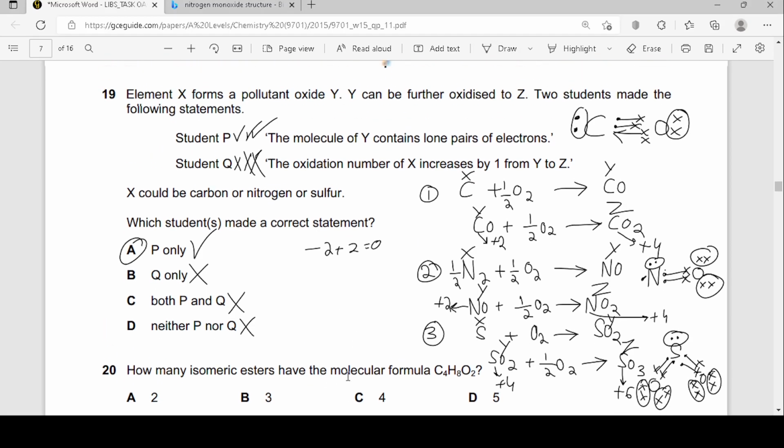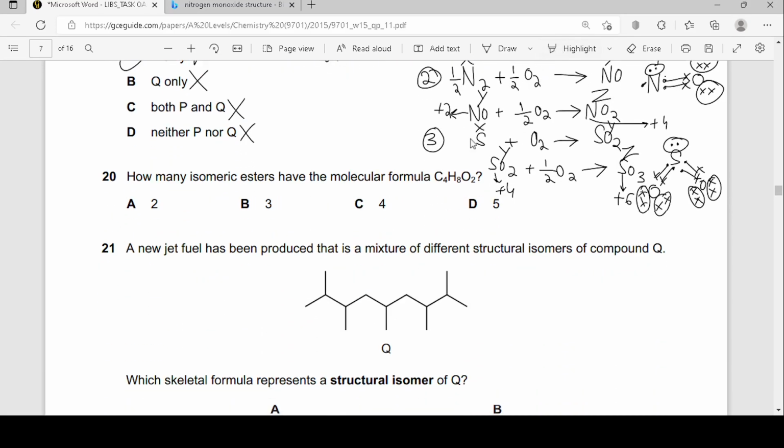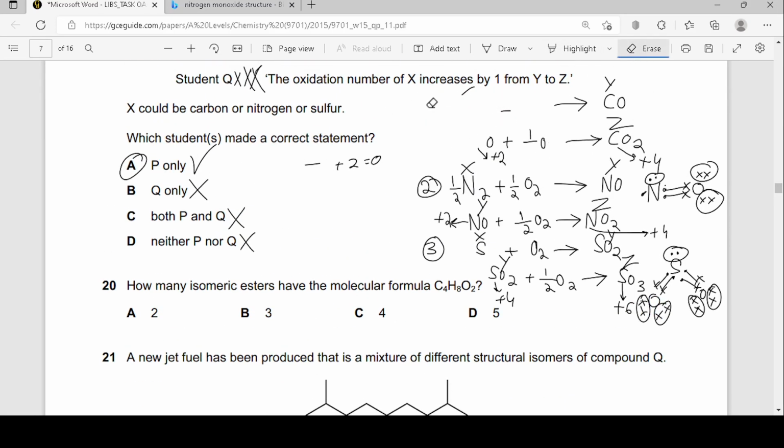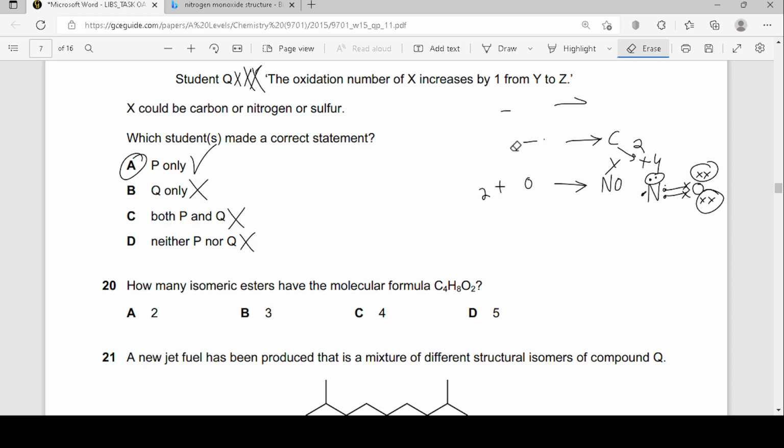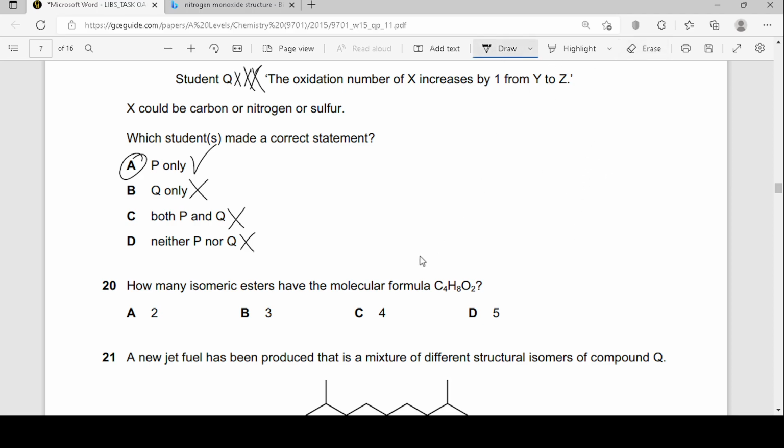Alright, next question. Let me erase this so I have more space for the other question. Now we're at the organic chemistry portion, which is amazing. I love organic. I love inorganic and organic and physical, actually. All of them are so beautiful. But yeah, mathematically deriving chemistry is my favorite, so physical is my favorite. Anyways, how many isomeric esters have the formula C4H8O2?